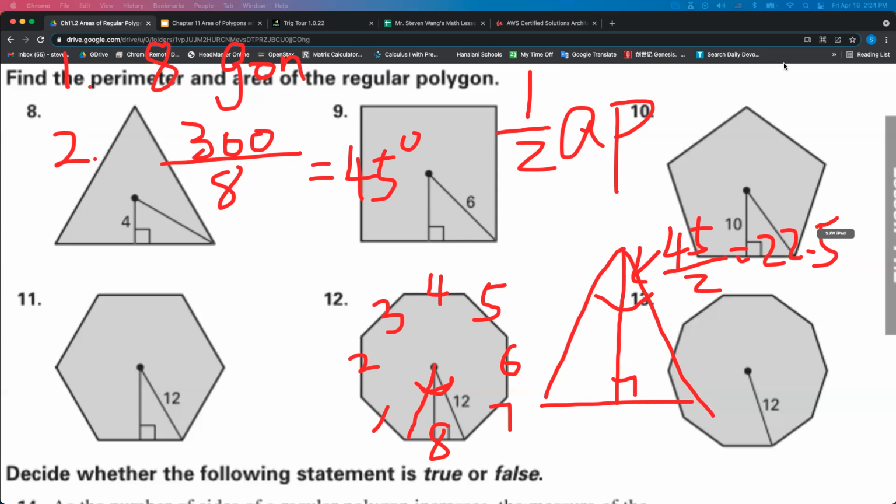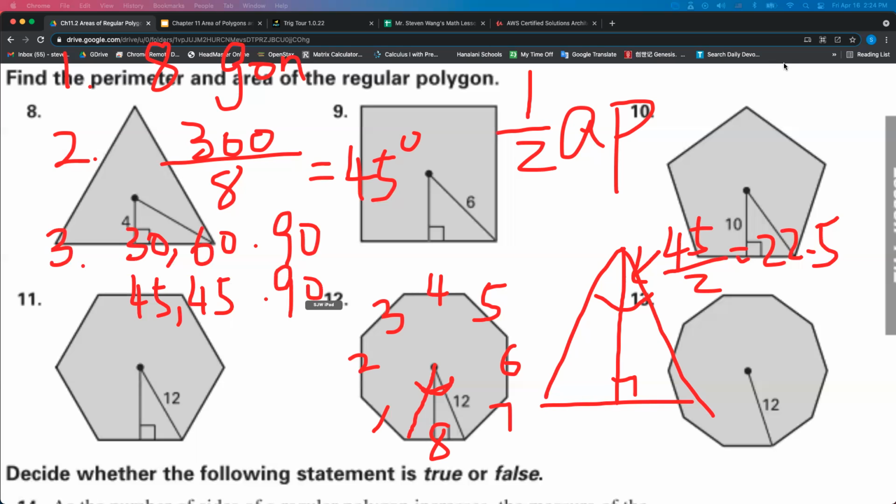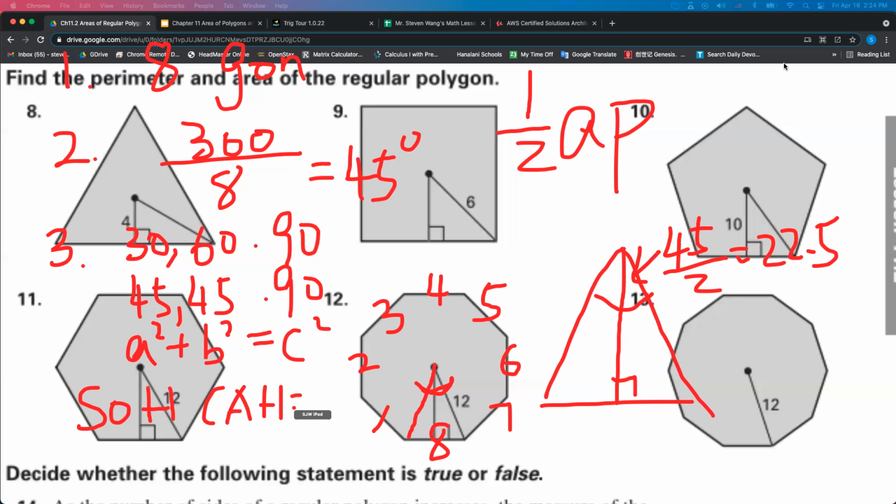All right, so 22.5 each, and then it comes to step three. Step three gives you 4 different options to choose from. There are 2 special triangles: 30-60-90, and the other one is 45-45-90. Then the third one is the Pythagorean theorem, a squared plus b squared equals c squared. Then the fourth one is trig, which is SOHCAHTOA. All right, so from those 4 options, which one can you pick?